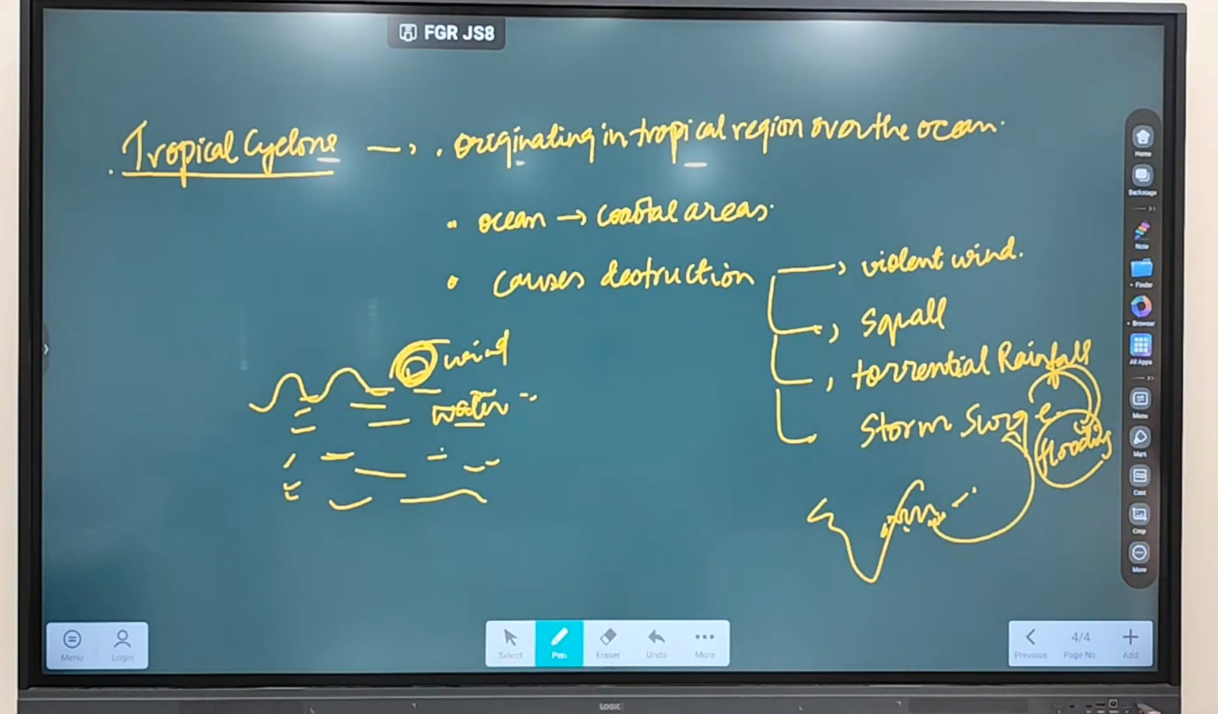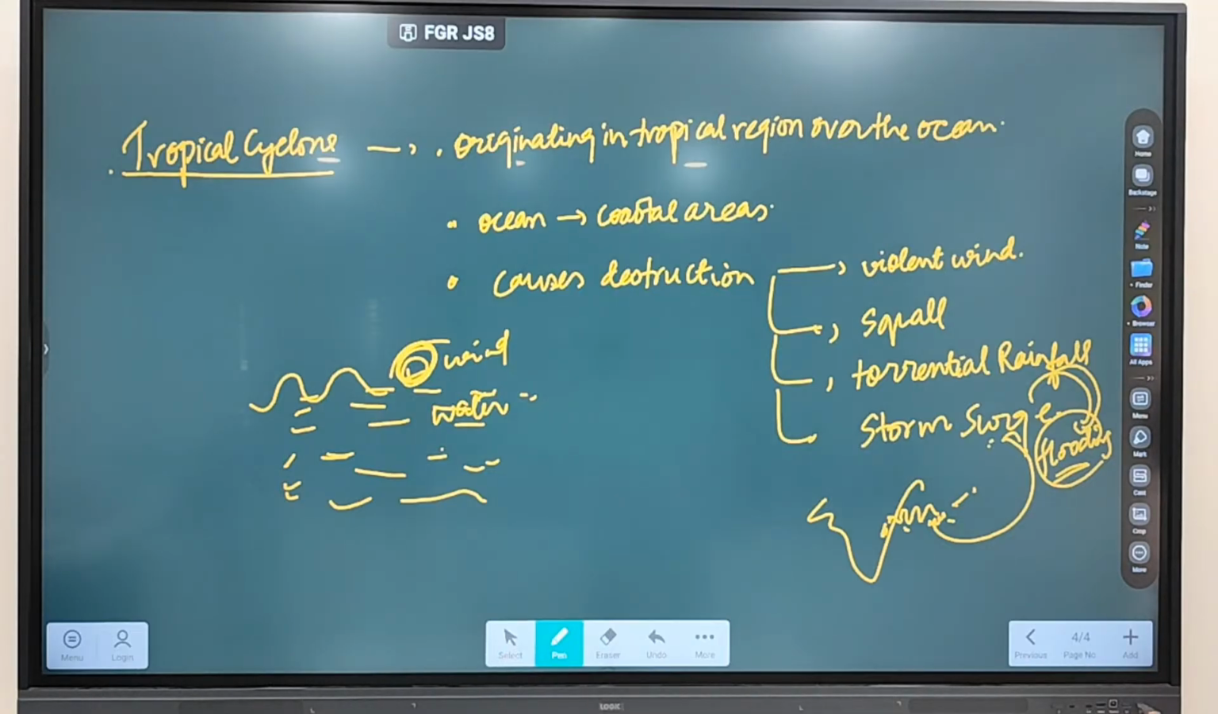Storm surge is when, because of cyclones, waves are generated. These waves enter into the coastal areas. This water enters the coastal areas, causing flooding. And this is referred to as a storm surge. Fine. Clear on the term storm surge?